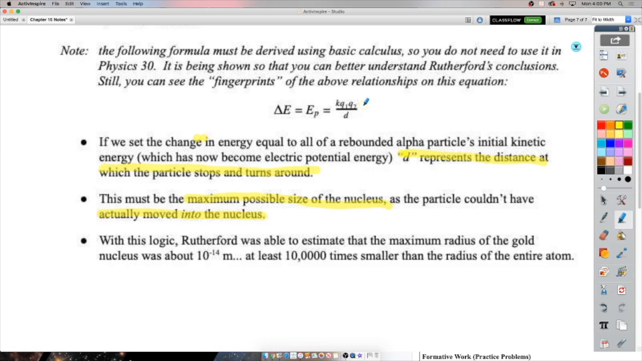With that logic, Rutherford used this relationship, found the maximum possible radius of the nucleus, and he found it was about 10 to the minus 14 meters, which is at least 10,000 times smaller than the radius of the entire atom. Most atoms on average are about 10 to the minus 10 meters, 1 angstrom, we call that unit, okay? So think about this, 1/10,000th of the whole atom is actually occupied by the nucleus. Most of an atom is empty space.